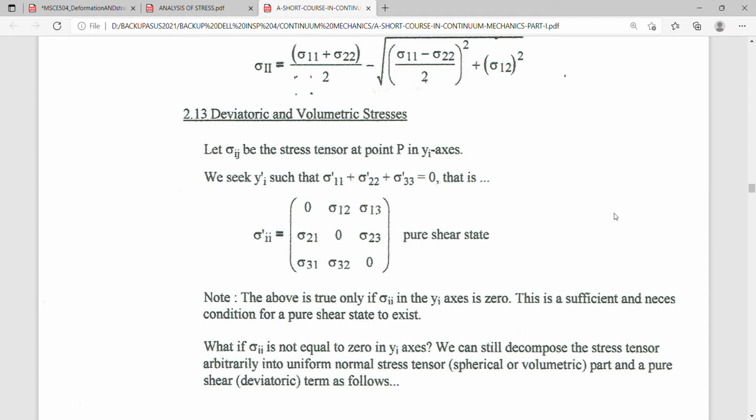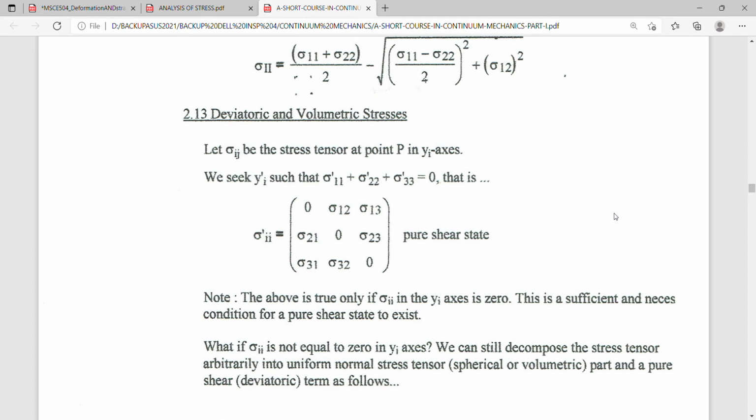So if we let sigma ij be the stress tensor at a point in the y-i axis, we can seek a system of coordinates y prime i such that the sum of the diagonal components of the matrix, whether it be a principal stress matrix or not, is assumed to be zero. So we are now targeting what you call a pure shear state condition.